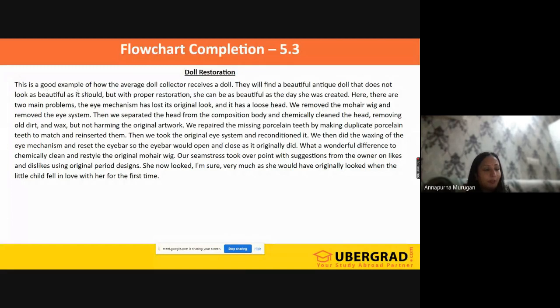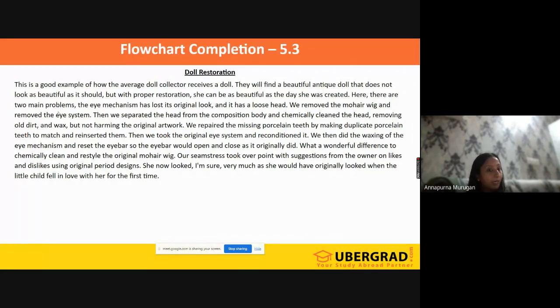Go through it because we have done this. Eye mechanism and loose, at the third line. Okay, good. I could see people telling this. Lost original look? No, no, no. Some of you have given the original look. No, Tulsi, it is not original look. Yes, this is a good example for this. They will find a beautiful antique doll that does not look as beautiful as it should. But with proper restoration, she can be as beautiful as when she was created.